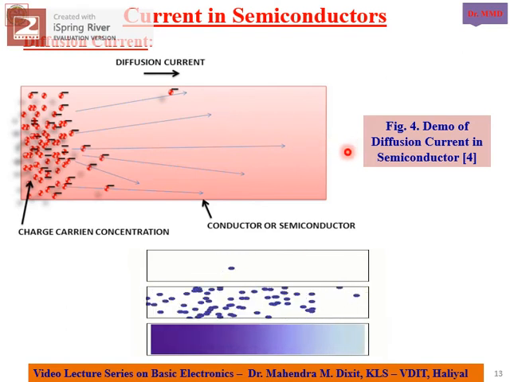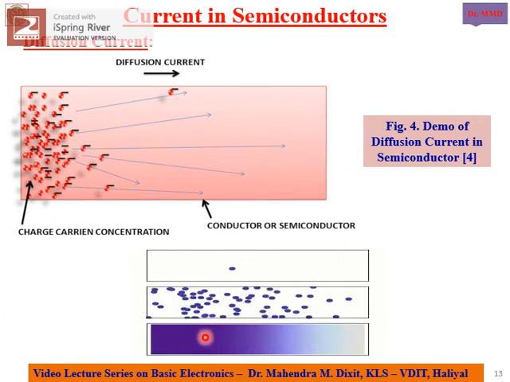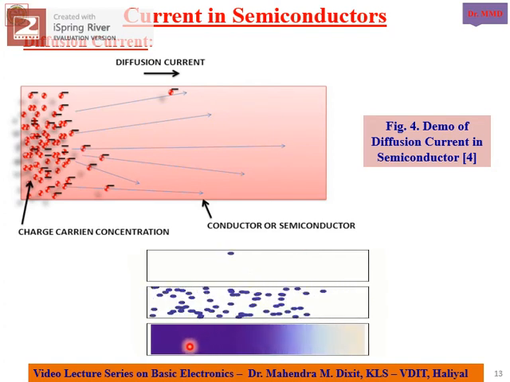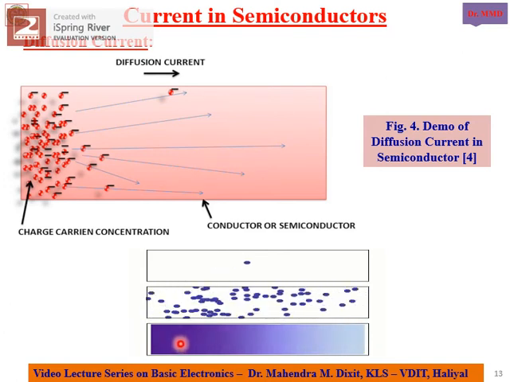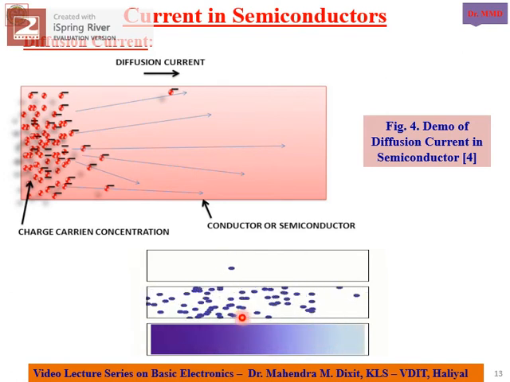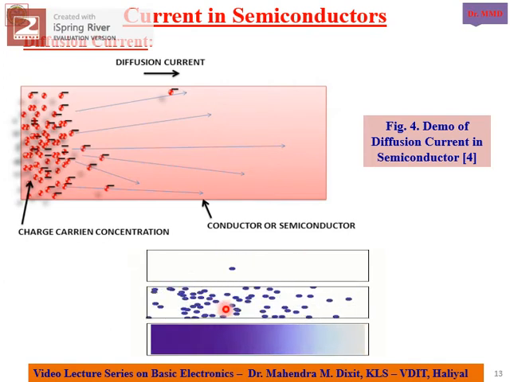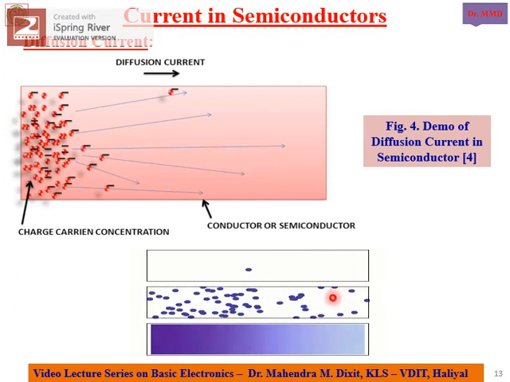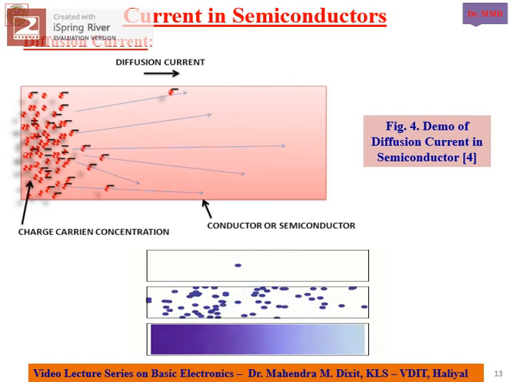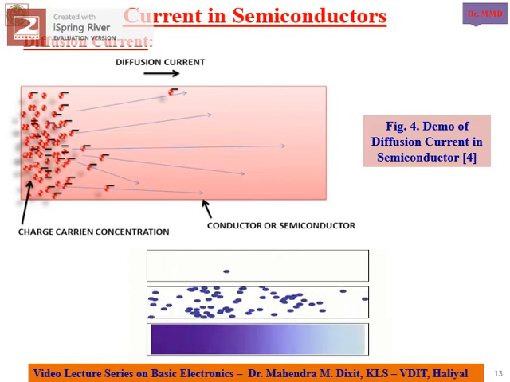Figure number 4 illustrates the demonstration of the diffusion current in a semiconductor, and it is also observed through this graphical interchange file, the GIF file, wherein the charge carrier concentration changes from high to low from this end to the other end, as a result of which the electrons tend to get diffused from the high charge carrier concentration area to the low charge carrier concentration area. It is as depicted in figure number 4, demonstration of diffusion.